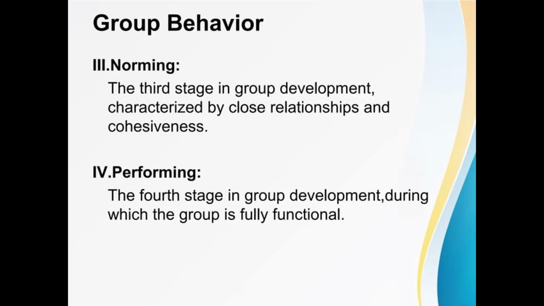Fourth stage is performing. This phase is termed as working together. This phase is characterized by harmony among group members. At this stage, the group is mature enough to attend to its own needs, both in terms of task and relationship matters. And the last stage, that is stage 5, is adjourning.